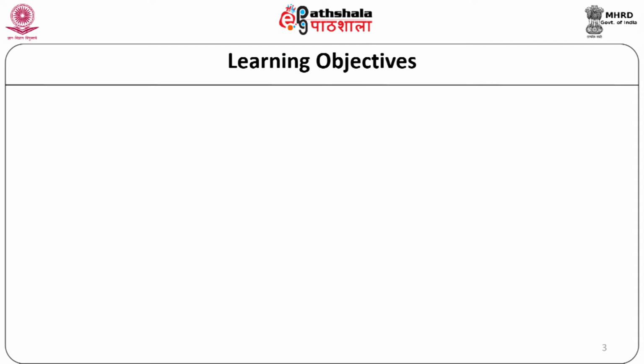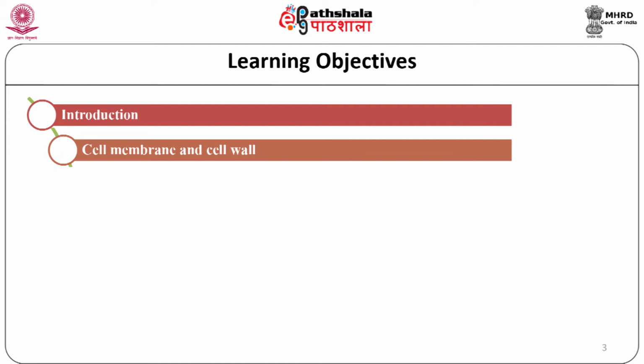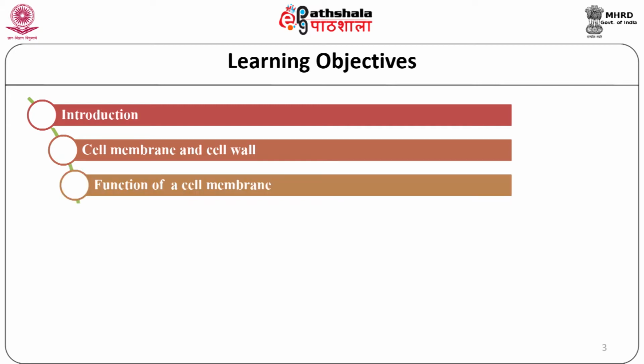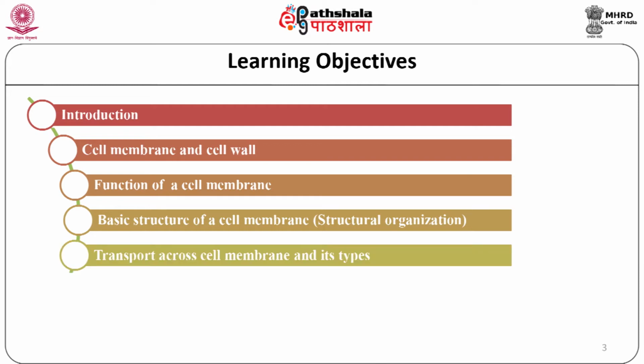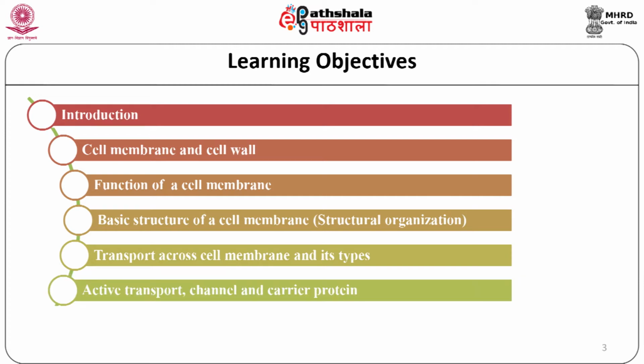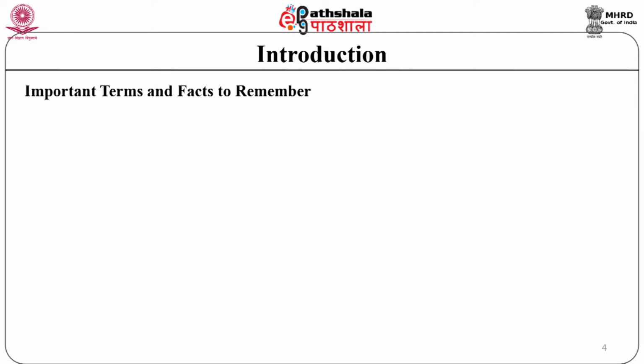Learning objectives of this module are: introduction, cell membrane and cell wall, function of a cell membrane, basic structure of cell membranes, transport across the cell membrane and its types, active transport and passive transport. Some important terms to remember.